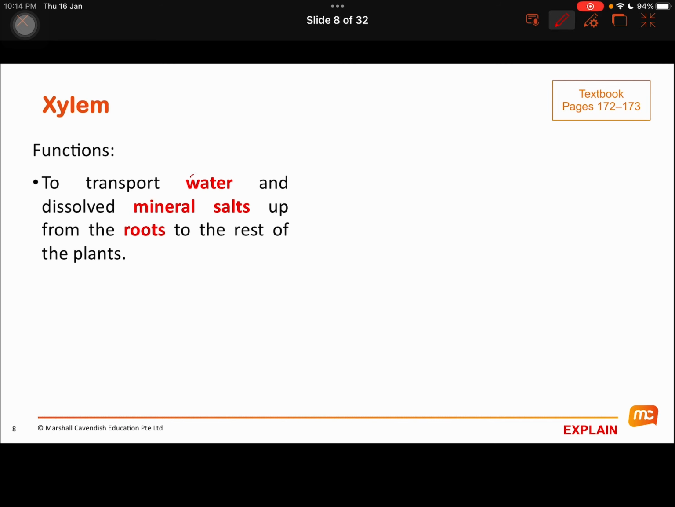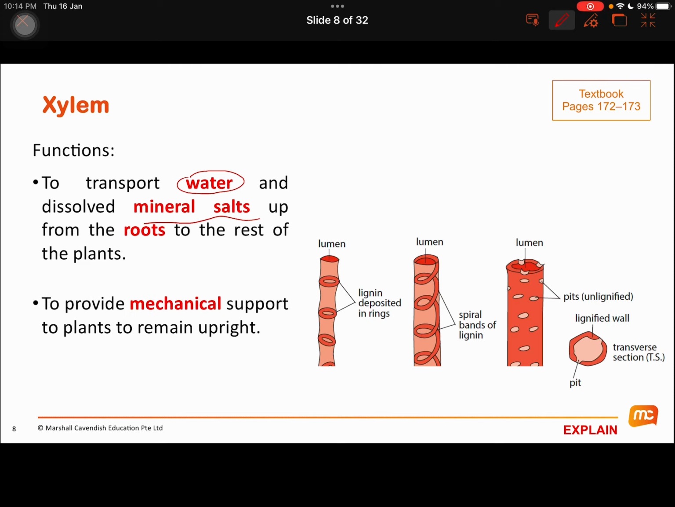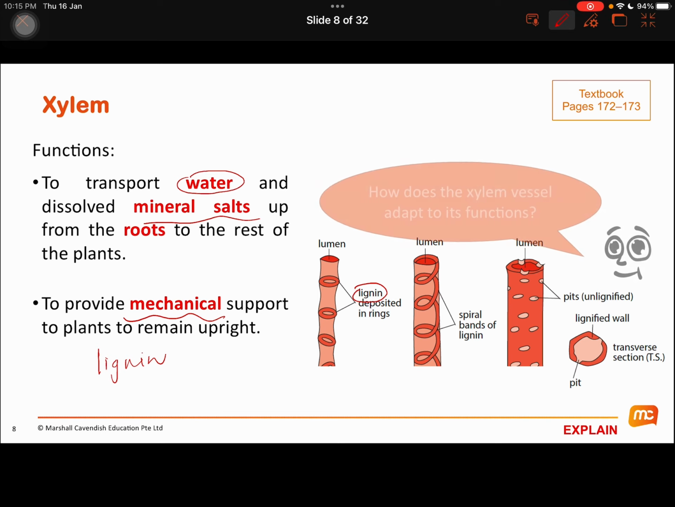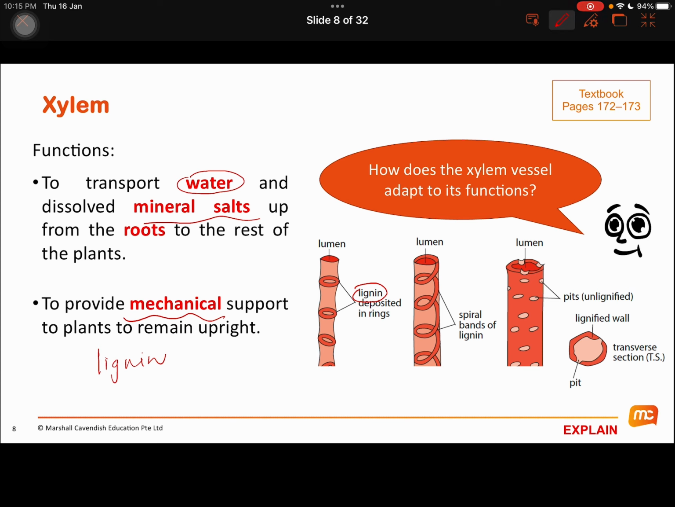As we know, it transports two different substances, water and mineral salt, from the roots to the rest of the plant. And not only that, what keeps the plant upright is due to a particular substance found in the xylem known as lignin. Lignin is a substance that provides mechanical support to the plant so that the stem is able to keep the entire plant upright. So you need to know the substance. It's called lignin. It's just a substance that will strengthen the entire plant so that it stays upright and it's able to receive sunlight for photosynthesis.